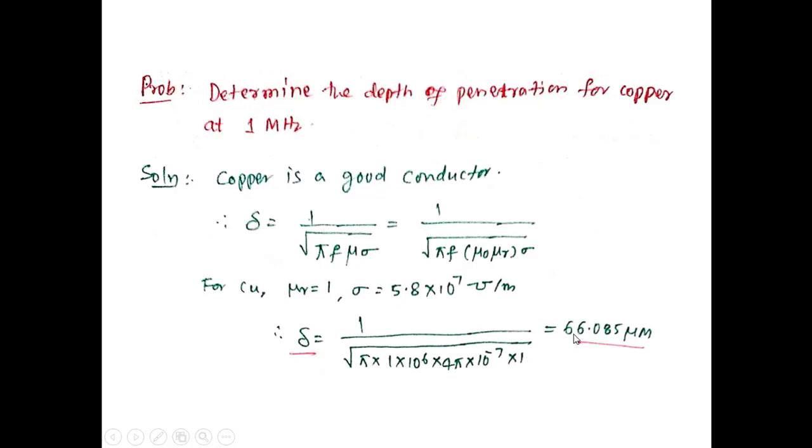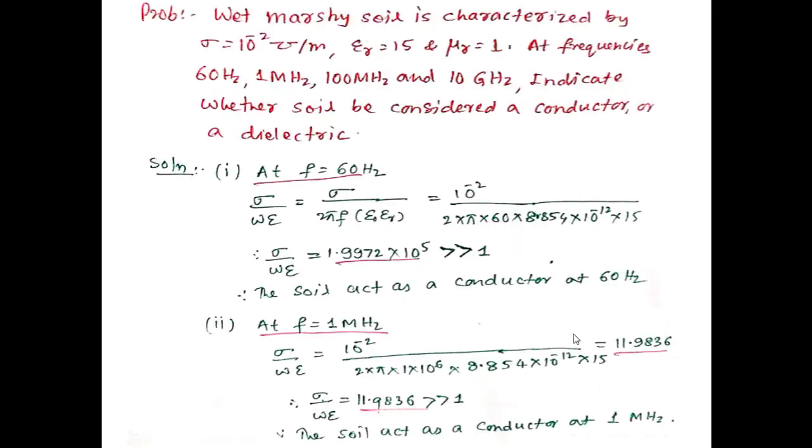We simply will get 66.085 micrometer. So next, to check whether the given soil is conducting or not.